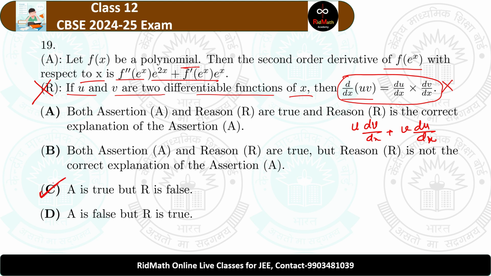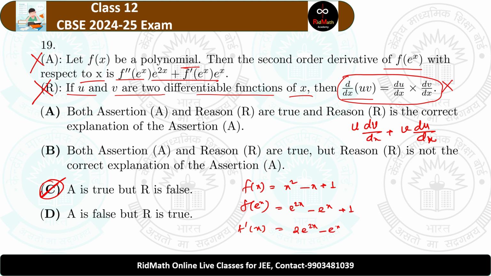So R is false and A would be true, so this option should be the answer, but the assertion is also incorrect. So let us take a second degree polynomial, x square minus x plus 1. So what is f of e to the power x? This is e to the power 2x minus e to the power x plus 1. Okay, so what is f dash x? 2 e to the power 2x minus e to the power x. And f double dash x is 4 e to the power 2x minus e to the power x. So how is this relation coming? This is also incorrect.